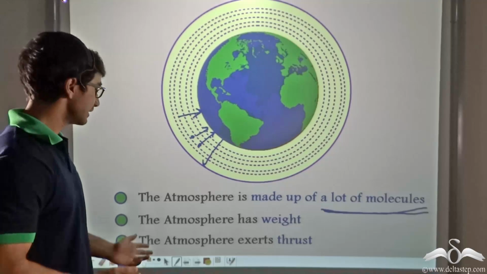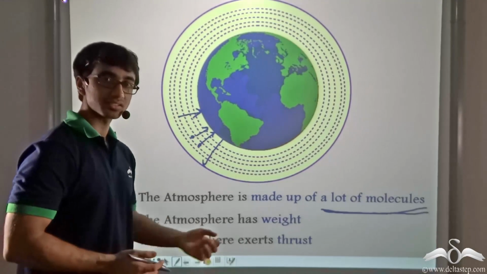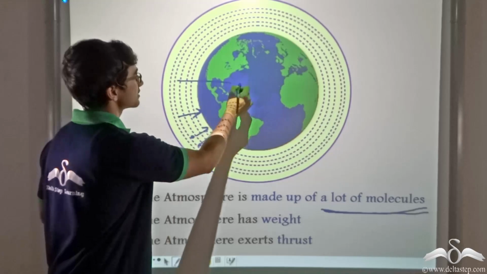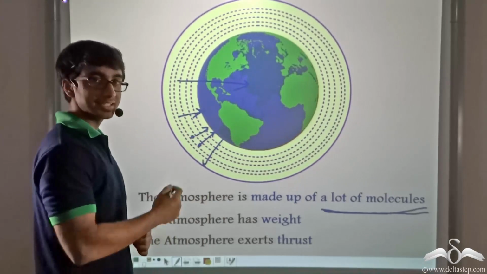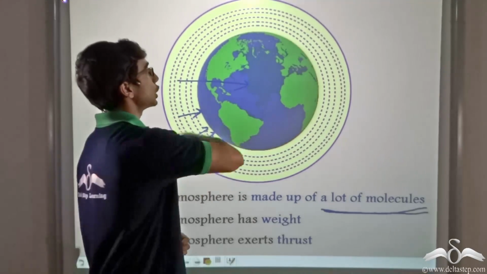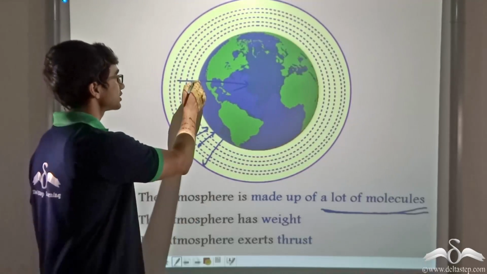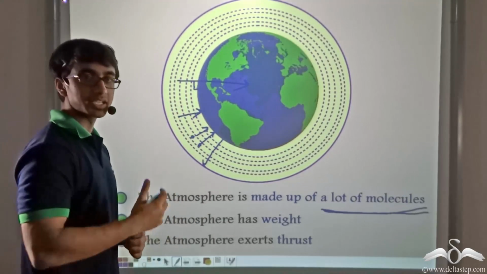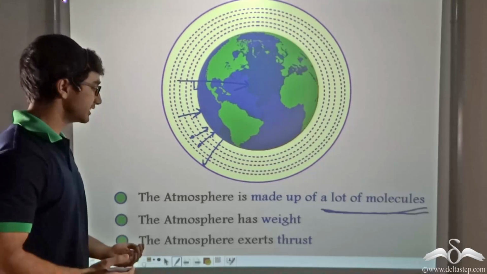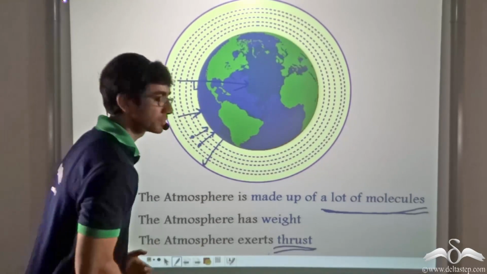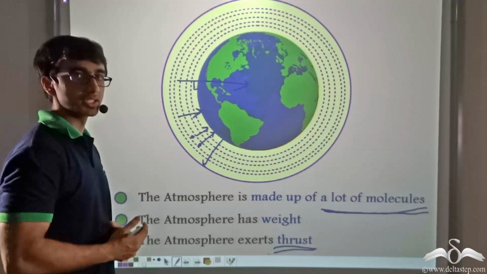So we can say that the atmosphere exerts thrust. Why? Because gravity always acts towards the center of the Earth, and since these molecules are present all around, the force they are exerting on the surface of the Earth is perpendicular. In other words, the atmosphere all around the Earth exerts a certain amount of thrust on the surface of the Earth.